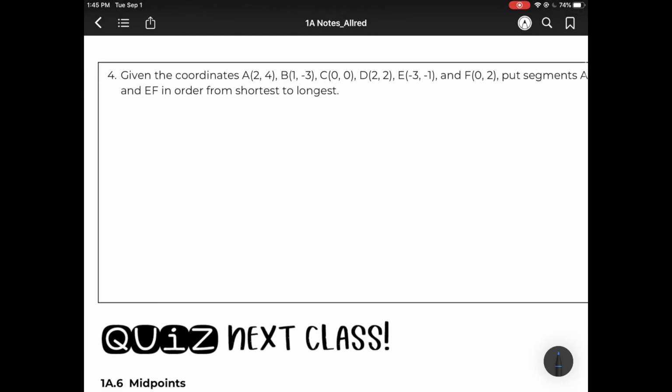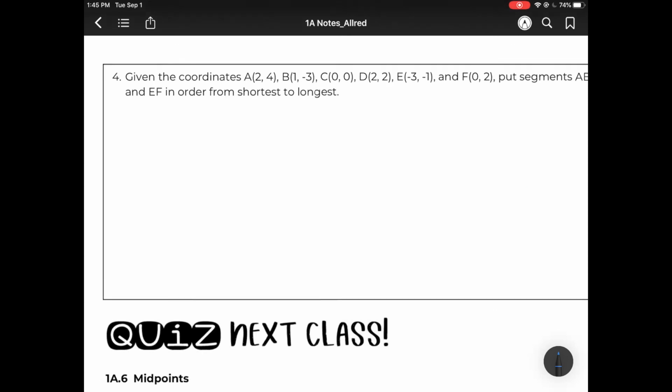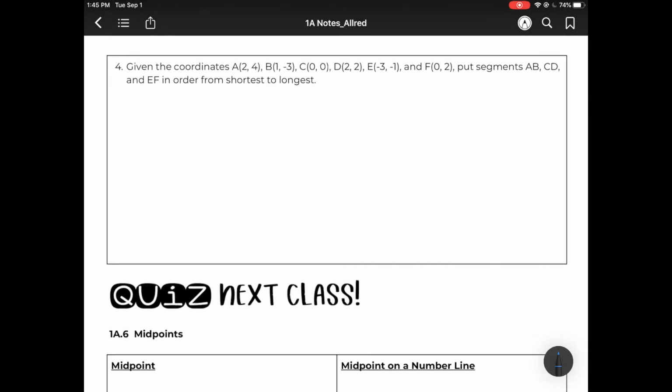It says that if you're given the coordinates A is at 2, 4, B is at 1, negative 3, and C is at 0, 0, D is at 2, 2, and E is at negative 3, negative 1, and F is at 0, 2, we should be able to put those segments AB, CD, and EF in order from shortest to longest. And so that means we need to find those separate lengths.